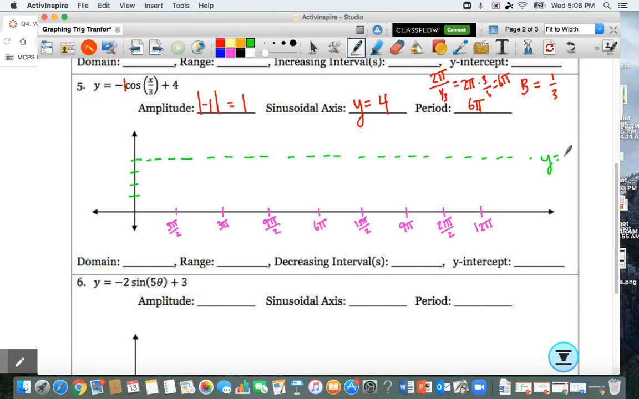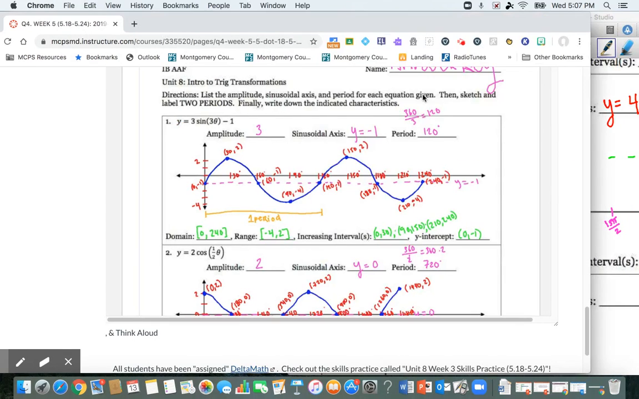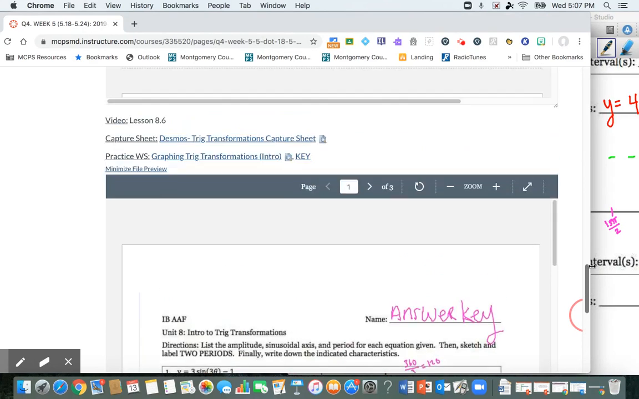That's y equals 4. I'll label it as I go. So that's 4. And I know my amplitude's 1, so I know I'm going to go up 1 and down 1. And then I think that negative makes it reflect. Maybe I'll check my notes, though. I'll check those PowerPoints. No, I don't want to look at the key.